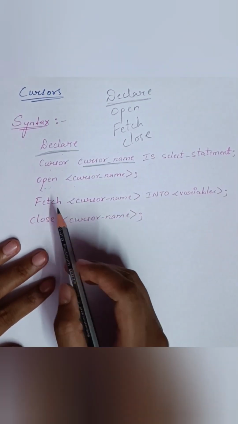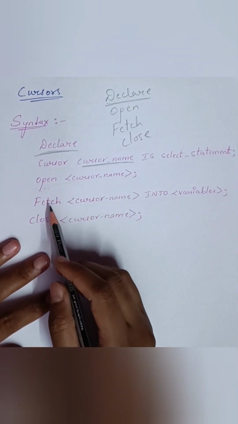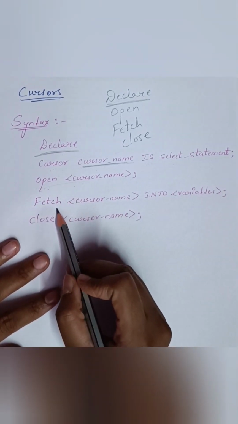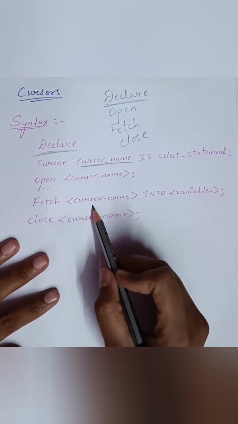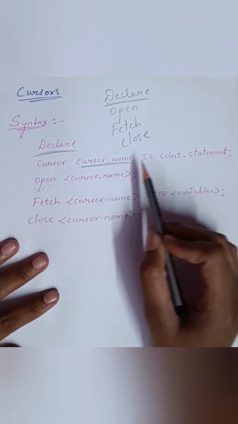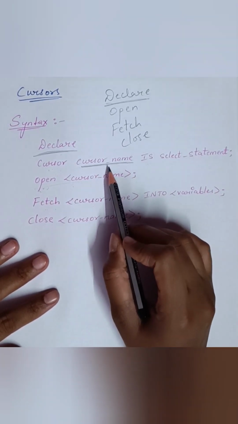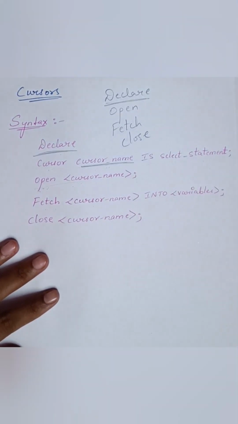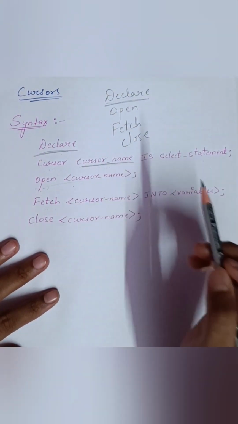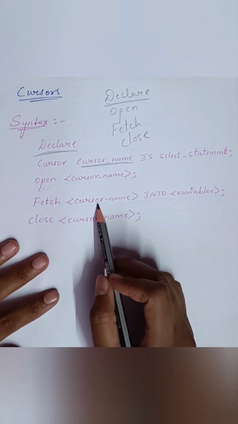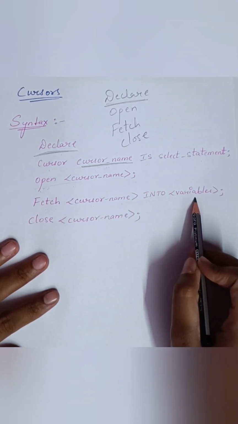After you open, that is, after you allocate memory for this cursor, the next thing is fetch. Fetch cursor name into variables. For this particular cursor, we give a select statement for whatever we want to fetch. So whatever rows we have given to this cursor will be put into the variables that we mention.